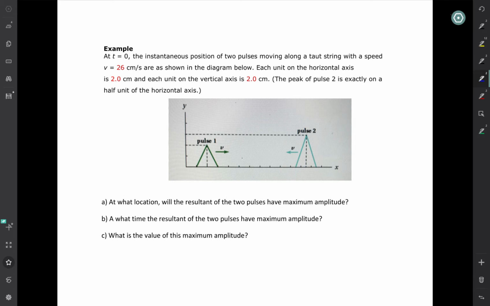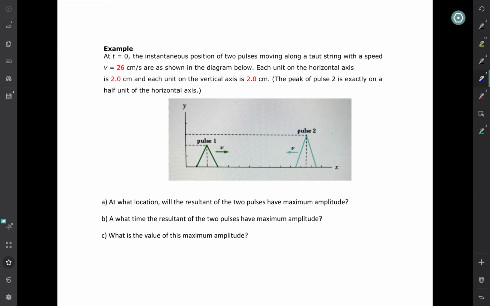Hi everyone, today we are going to solve a question on waves. Let's read the example. We have two pulses, pulse 1 and pulse 2. They are both traveling with the same speed, but in the opposite direction. The speed of each pulse is 26 centimeters per second, and each unit on the horizontal axis is 2 centimeters, and each unit on the vertical axis is also 2 centimeters.